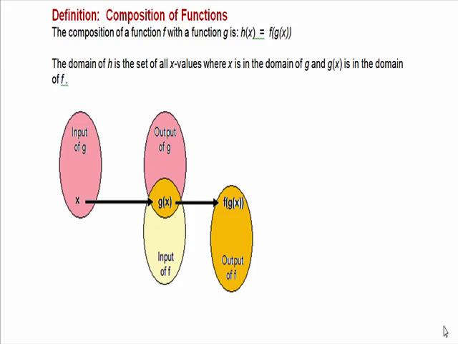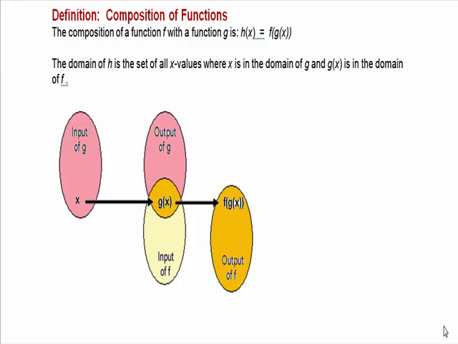Now, if we actually looked at the domain of the final function we get, this h, the domain of h becomes the set of all x values, where x is in the domain of g, and g of x is in the domain of f. So what's going to happen is we start with an x. We start with our first input. We plug it in, and it needs to be an input in g because the first place we're going to plug it in is in g.